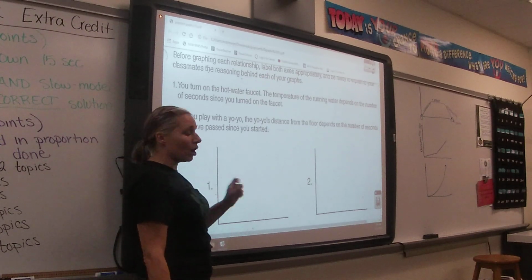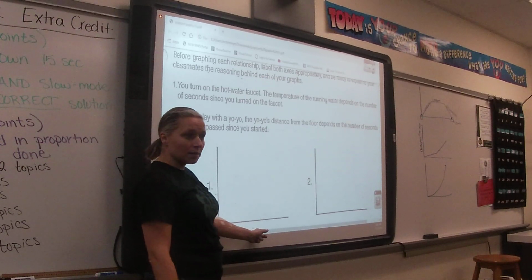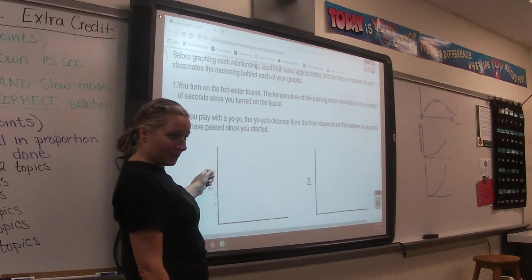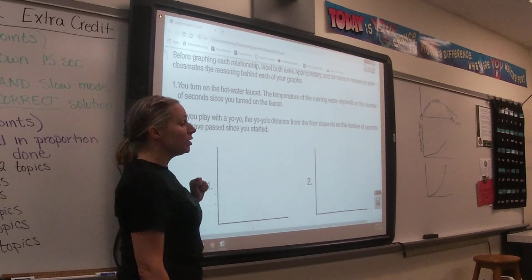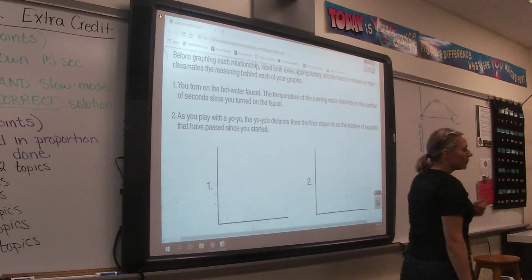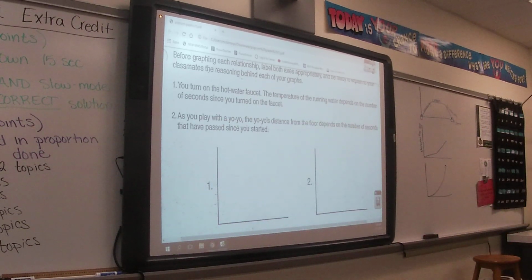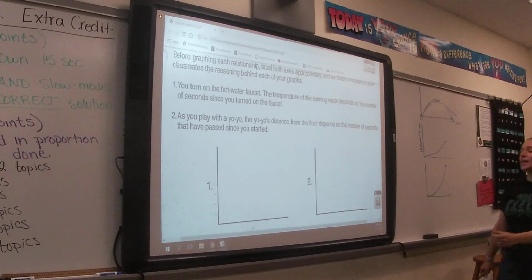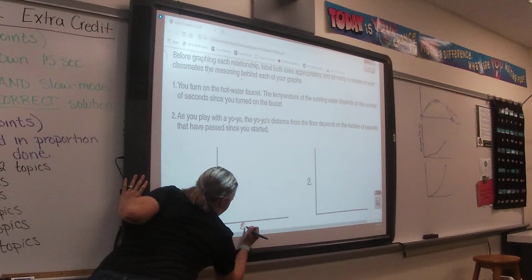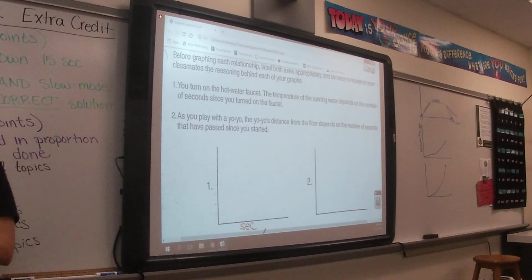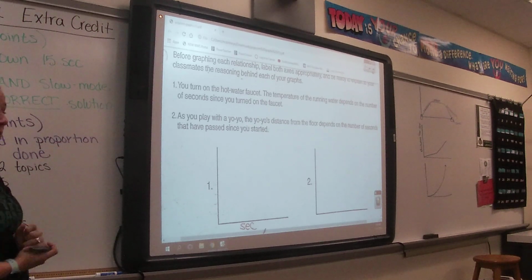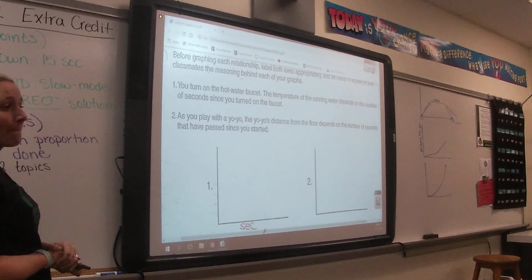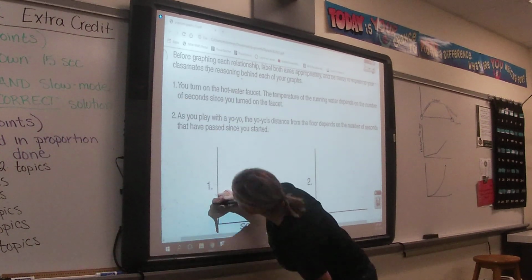So we said yesterday, our independent variable was going here, and our dependent variable was going here. So if we look at this situation, what is our independent variable? Seconds, right? Because we said the majority of the time, if we weren't for sure, it was something pertaining to time. So down here on our graph, we're going to put seconds. Our y-axis is going to be our dependent variable. What's that going to be in this one? The temperature. So the water temp.